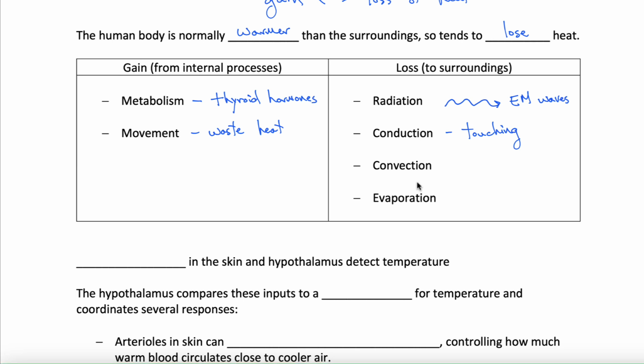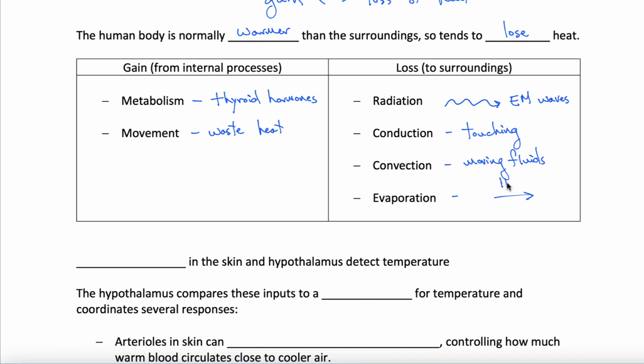Next is convection, and this is where energy is being carried away by moving fluids. For example, hot air is less dense than cooler air, and so it rises compared to the cooler air. And this is how radiators work. They're often stationed at the bottom of a room. As they heat up the air, that air goes upwards and gets replaced by falling cooler air, and the process repeats. That's convection.